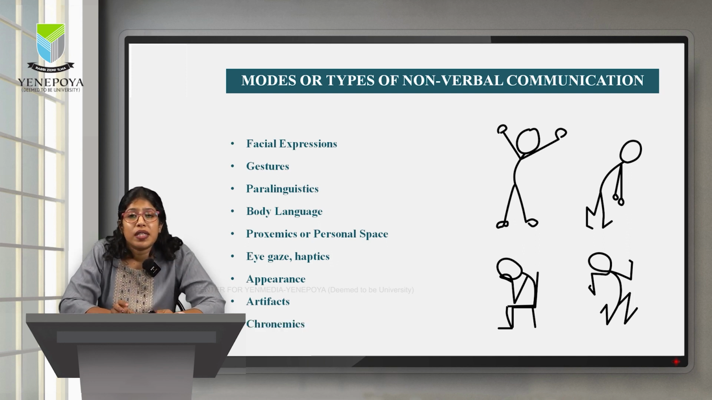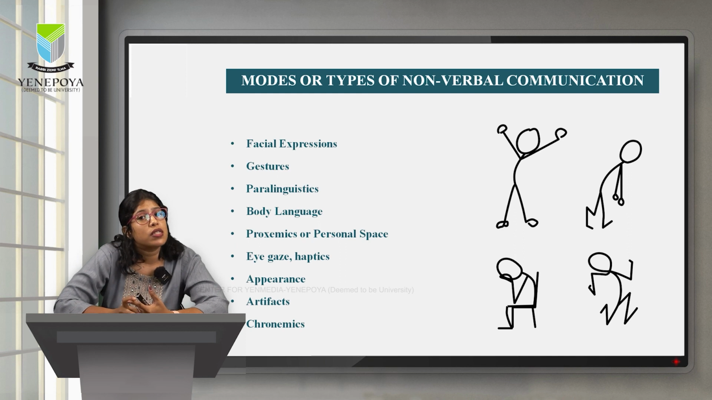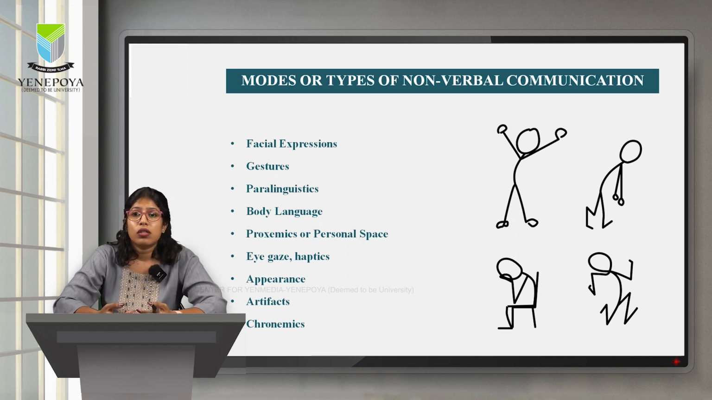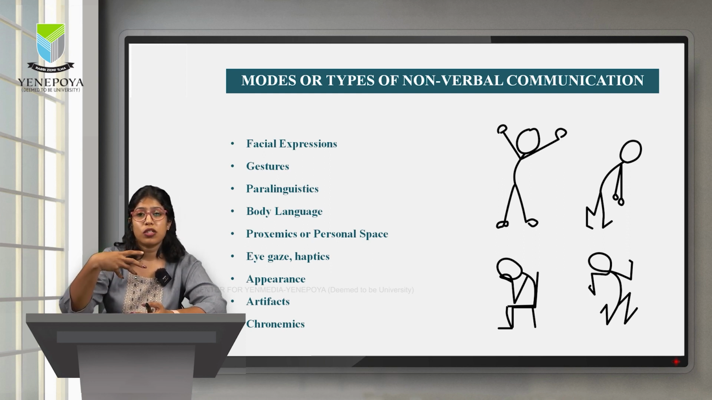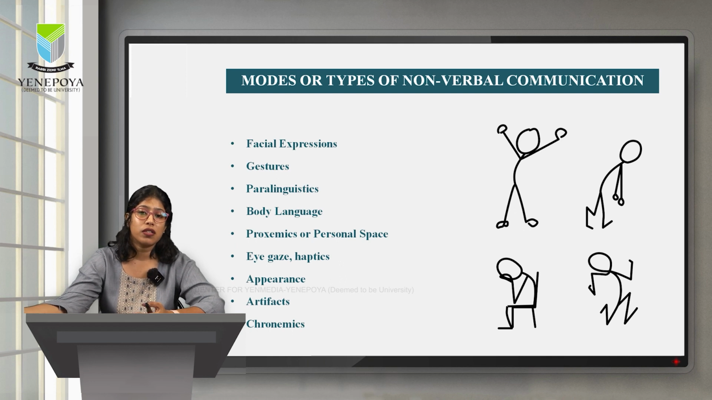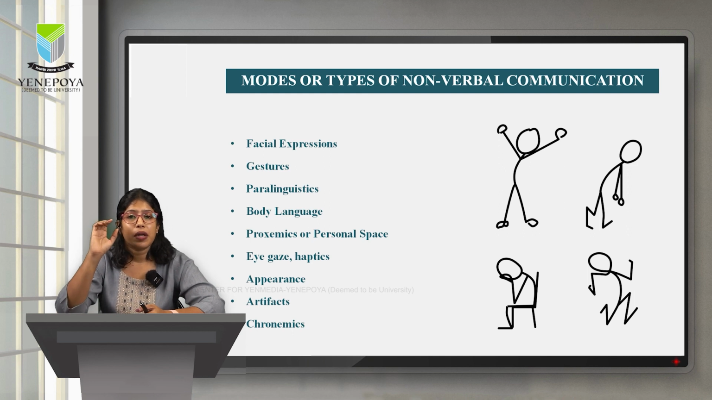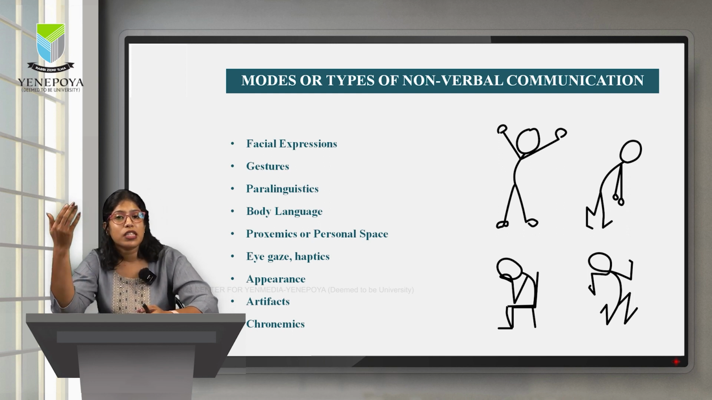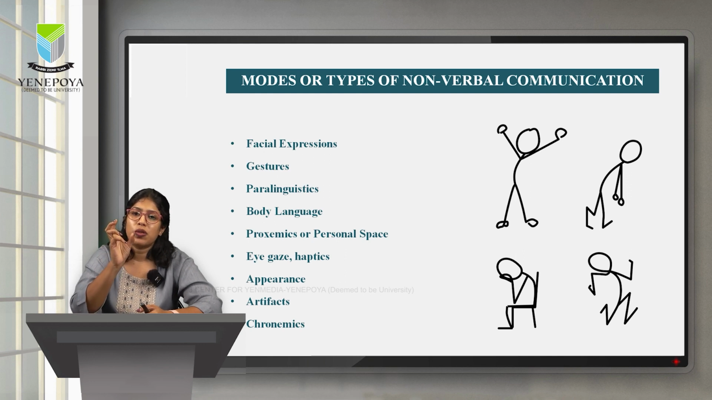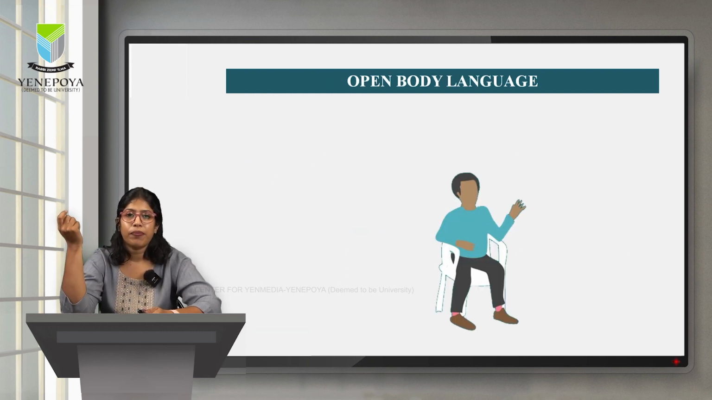So chronemics is basically the use of time in a communication. How punctual you are when you have to give your speech. The pauses that you're giving during your speech. Are you giving the students or the audience enough time to think as you're speaking, or are you speaking like a fast train? So everything depends on chronemics, timing. When you are speaking, ensure that you give enough pauses and enough space for a person to process what you are saying, and also punctuality as you are speaking.